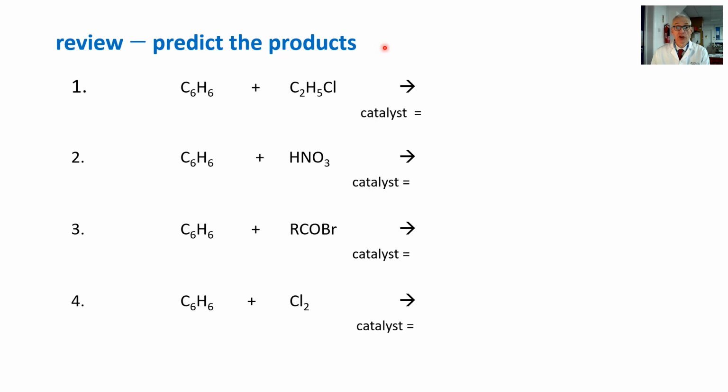It will be useful to review the 4 electrophilic substitutions of benzene that we have met in the OCR A specification. So let's look at 1, 2, 3, 4 examples, predict the products and also propose a catalyst for each electrophilic substitution. Pause the lesson, come back when you have completed that task.